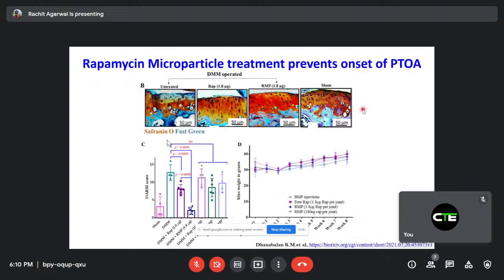These are images. You can see a very smooth surface with particles. The free drug does a little bit, but not really as much as RMP, which is the rapamycin microparticles. It is similar to the sham animals, and this is again quantified. Only the RMP group showed a significant difference. The weight of the animals was quite good, so this was not causing any systemic toxicity.